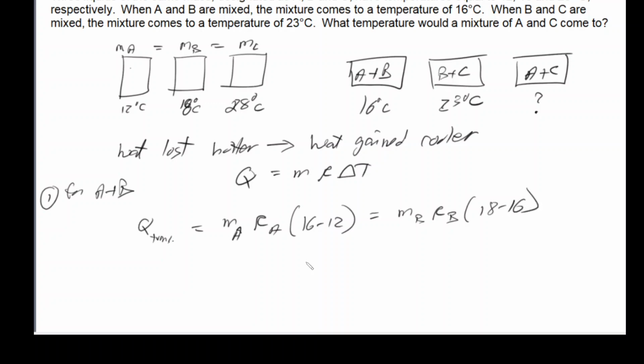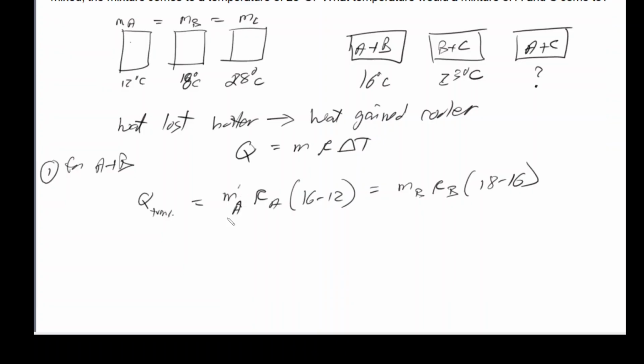So we know the mass of A and the mass of B is the same. So specific heat of A times 4 is equal to specific heat of B times 2, or we get specific heat of B is equal to 2 times the specific heat of A.